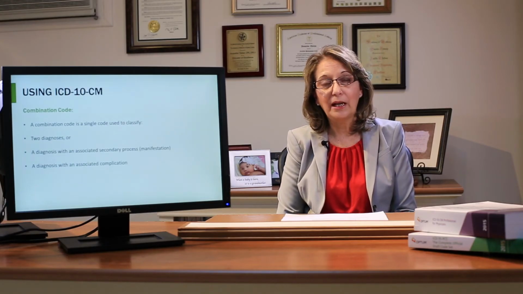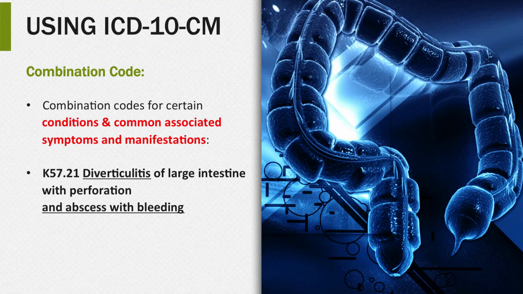ICD-10 brings a wealth of combination codes, and this is great as it helps to reduce a lot of that multiple coding that we would be dealing with in ICD-9. Here we have an example of diverticulitis of the large intestine with perforation. And now we see with ICD-10, it includes, if applicable, the abscess and the bleeding.